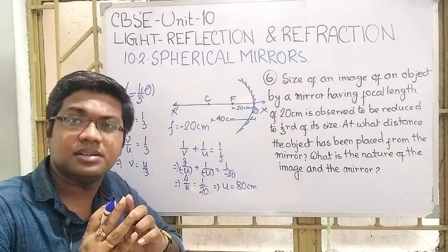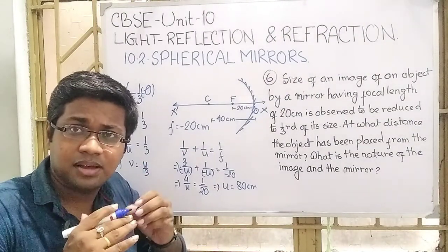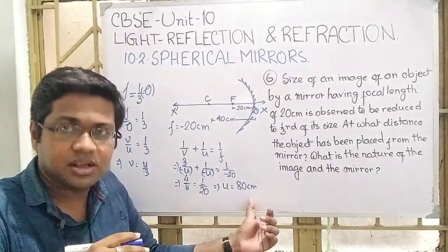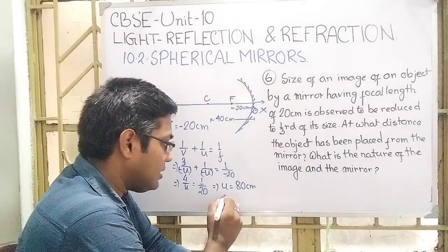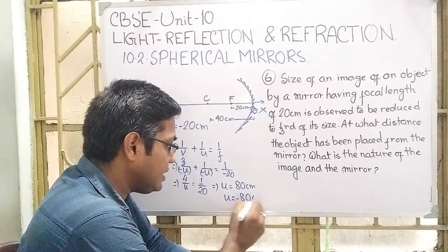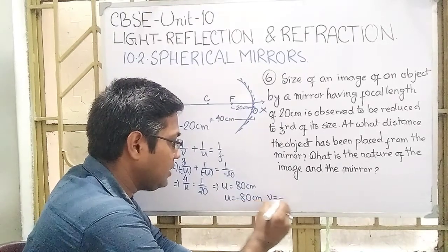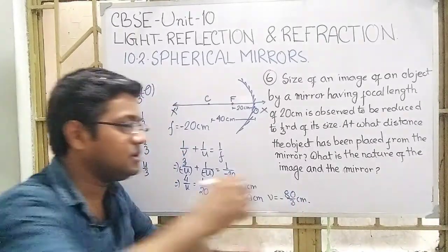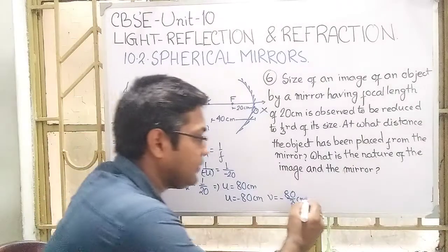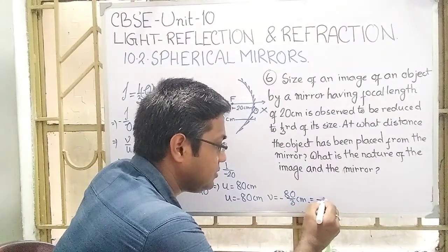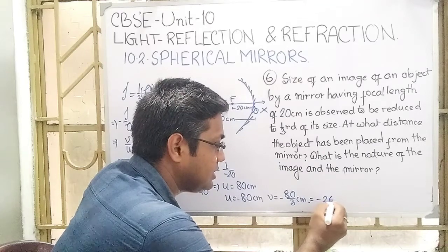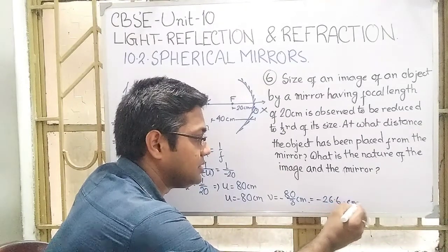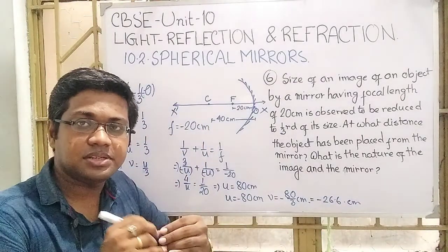Is it satisfied? The object is placed at a distance of 80 centimeter. Then if I take the sign convention, U equal to minus 80 centimeter and V equal to minus 80 divided by 3 centimeter. If I calculate this, it will be 26 point something centimeter. So this is the distance of V.